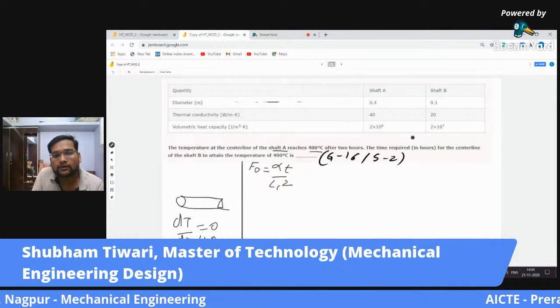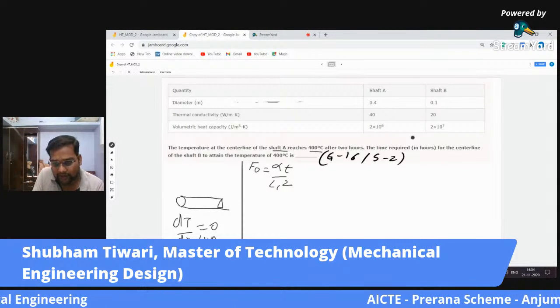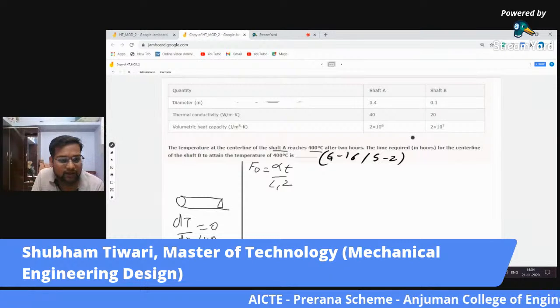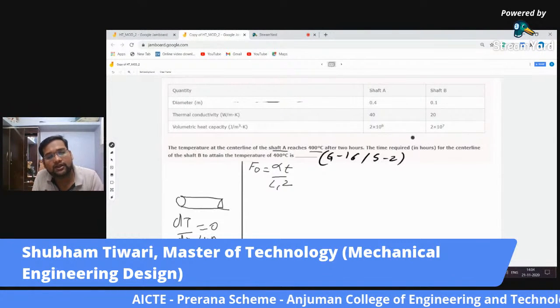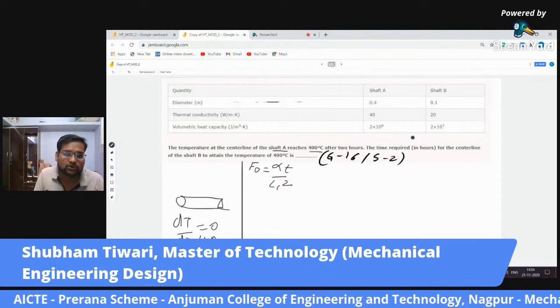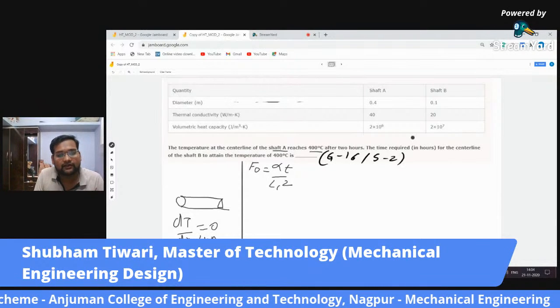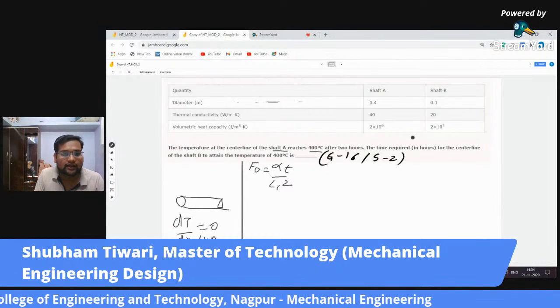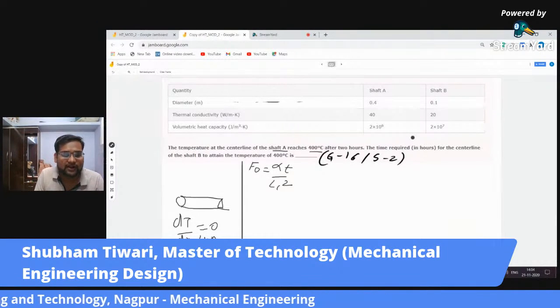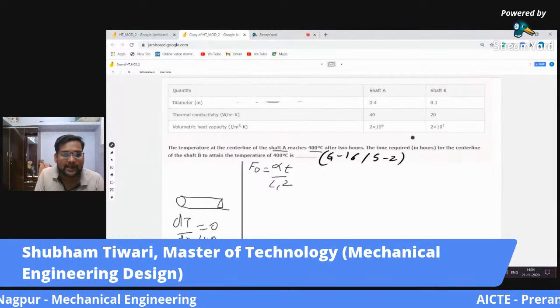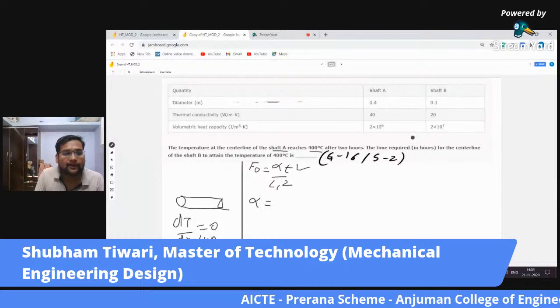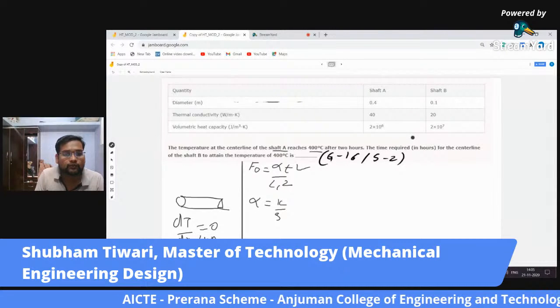And we have to find out the time required for the center line of the shaft B to attain the temperature of 400 degrees Celsius. Okay. So what time will the shaft B take to reach the same temperature? So regarding time, we have this formula. Fine. So what is alpha? Alpha is k upon rho C.